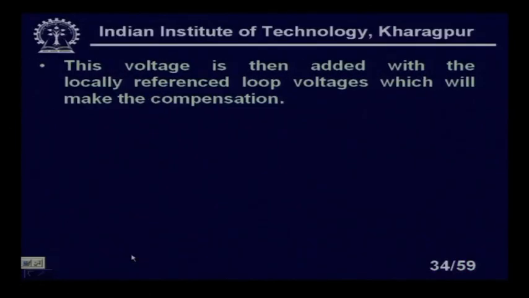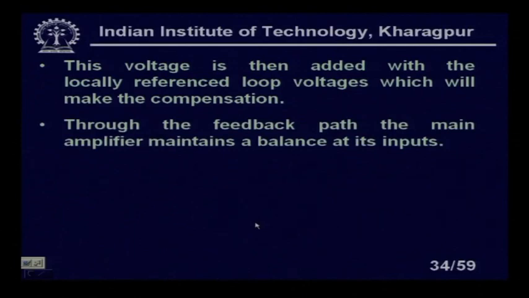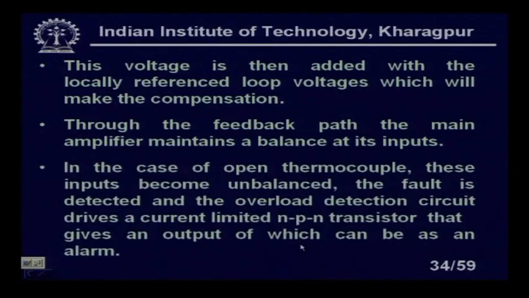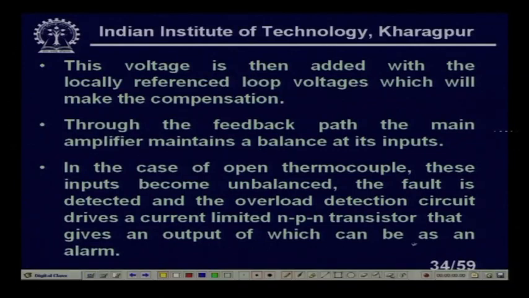The voltage is then added with the locally referenced loop voltages, which will make the compensation. Through the feedback path, the main amplifier maintains the balance at its inputs. In the case of an open thermocouple, these inputs become unbalanced and the fault is detected, and the overload detection circuit drives a current limited NPN transistor that gives an output which can be used as an alarm.